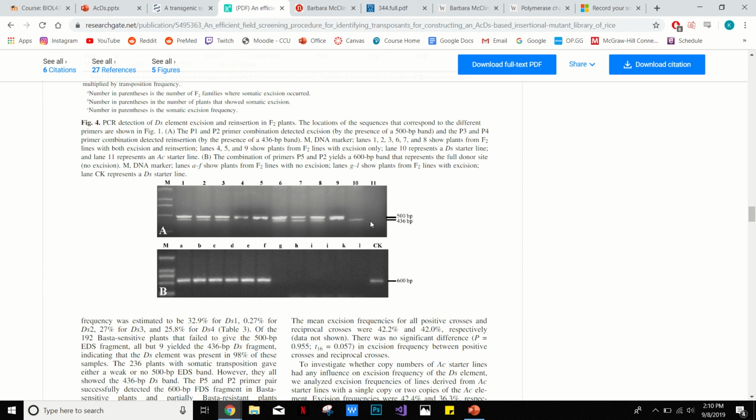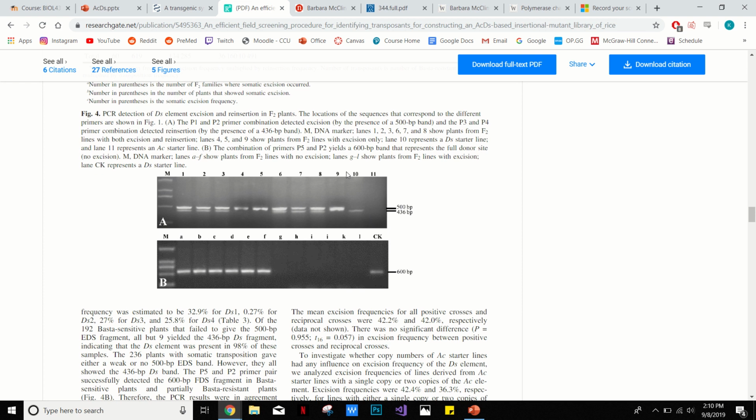And then along with this, they also did a combination of P5 and P2 primers. And if these had a band at 600 base pairs, that means there was no excision, which is different than the 500 excision base pair line and the 436 reinsertion line. And this shows that if it's not removed, it's different from if it was removed, which is also different if it was removed and then reinserted.